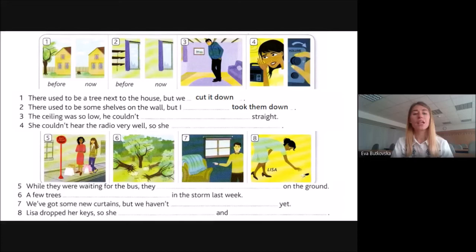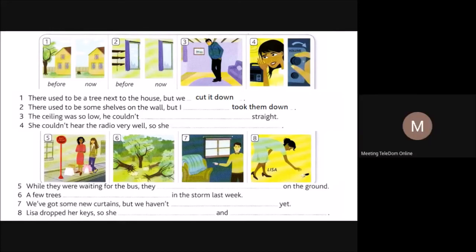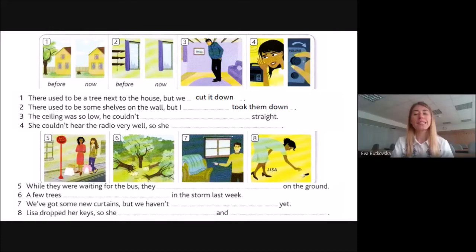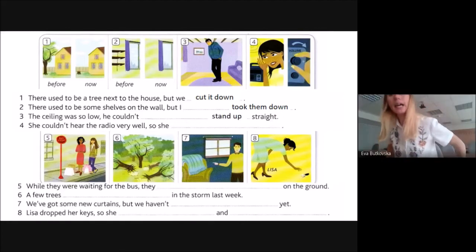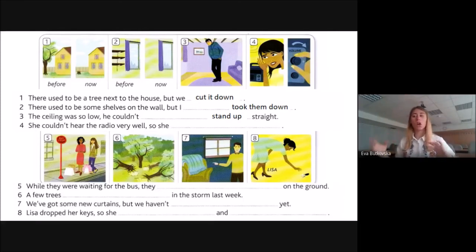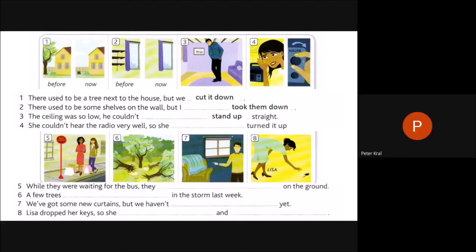Number 3, the ceiling was so low, he couldn't stand up straight. Remember, stand up and sit down. So that's the opposite. Stand up and sit down. Okay. What about picture number 4? She couldn't hear the radio very well, so she turned it up. Very good.